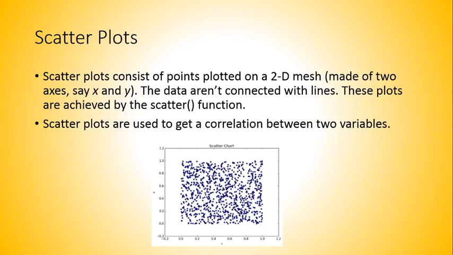Scatter plots consist of points plotted on a 2D mesh, made of two axes, say x and y. The data aren't connected with lines, thus they look scattered and unconnected. These plots are achieved by using the scatter function, which takes two arrays as arguments. Scatter plots are used to get the correlation between two variables.